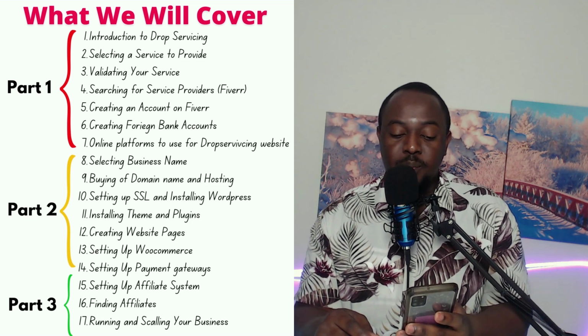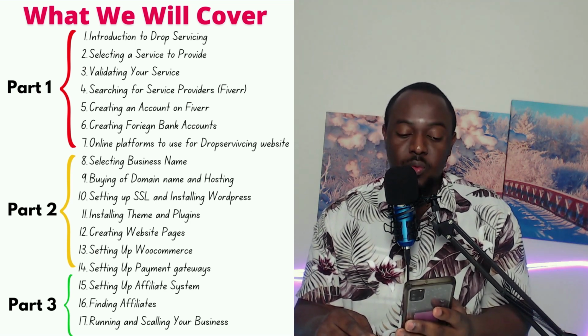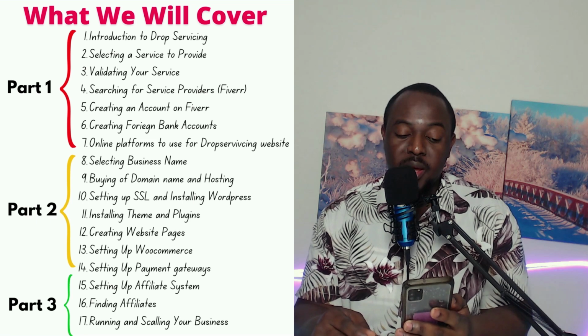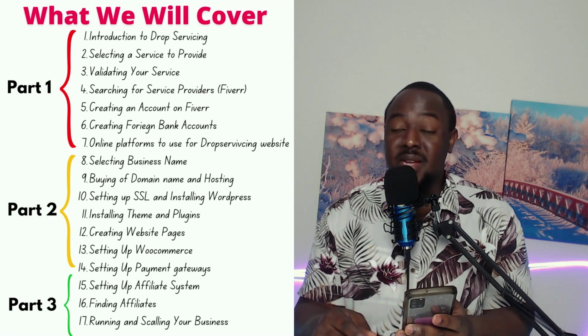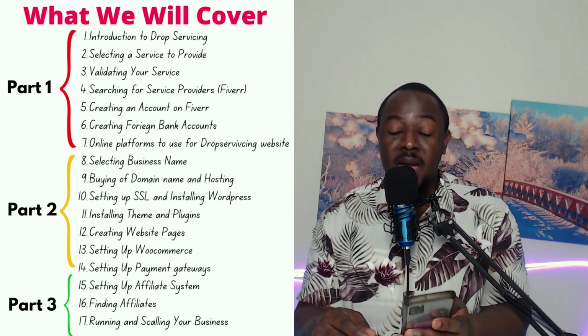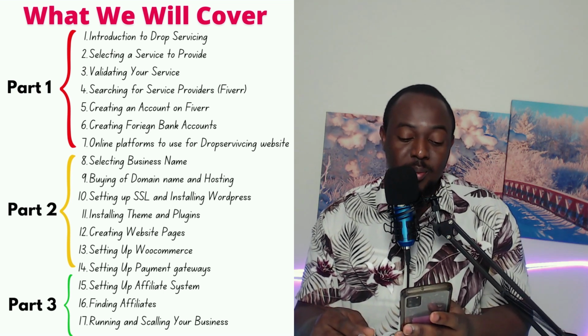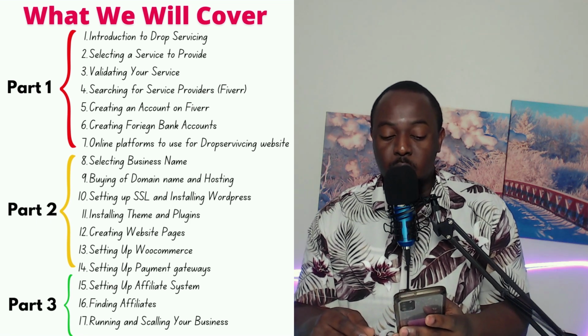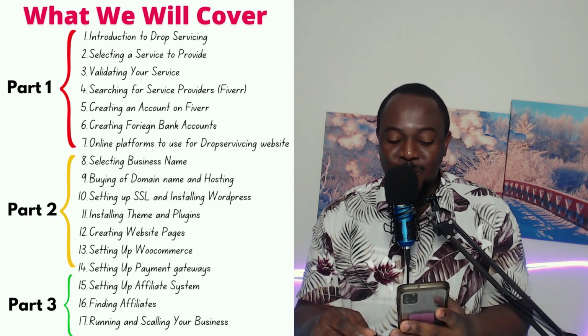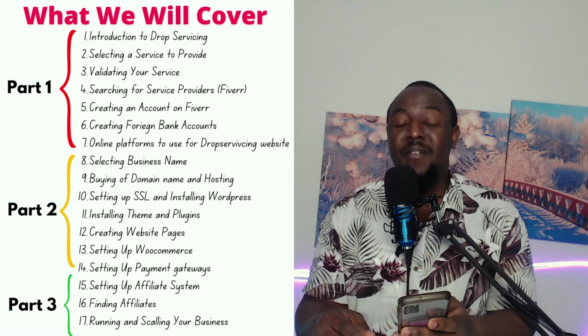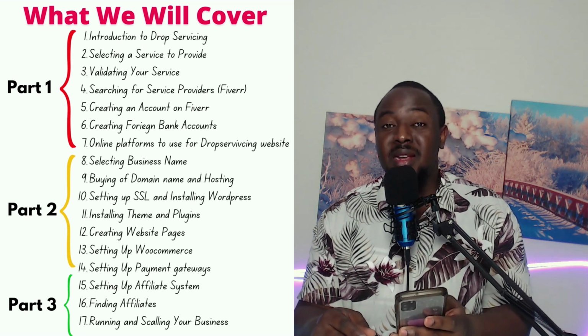We'll look at setting up WooCommerce. WooCommerce is where we'll be listing our packages, and we'll also look at setting up a payment gateway so they can pay us on our website. When we're done with that, we're jumping into part 3. In part 3, we'll look at setting up an affiliate system. We'll look at finding affiliates, and also look at running and scaling our business.